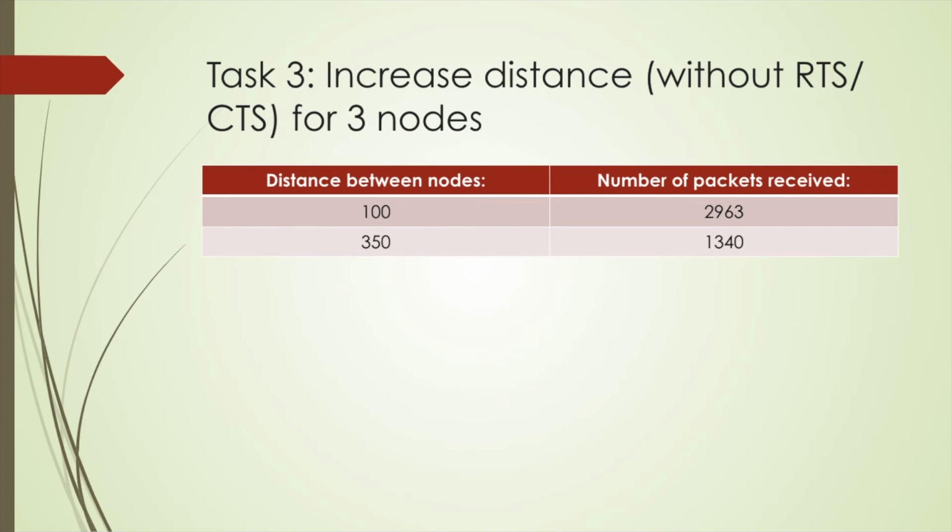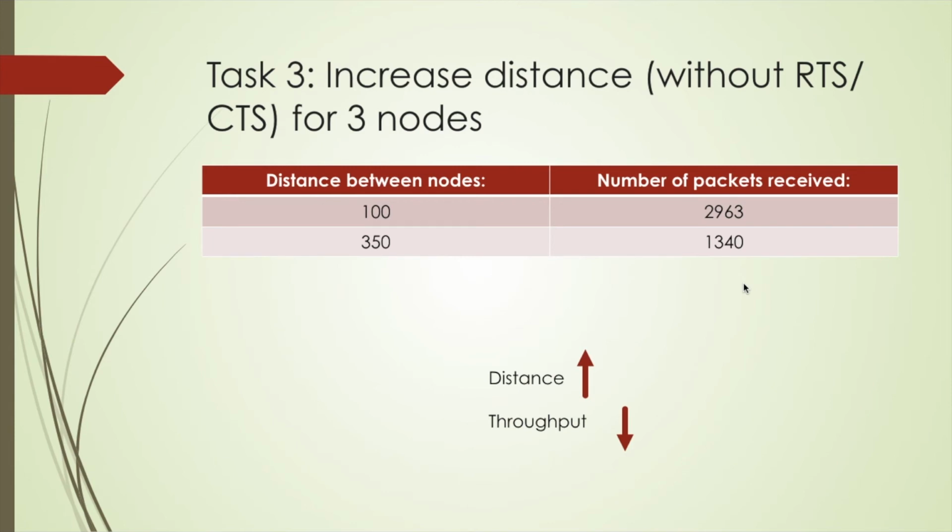So the third task was to increase the distance between the 3 nodes. And as you can remember, the first distance we set was around 100, and now we're increasing it to 350. Now we observe that the throughput, or the total number of packets, is going way down when we're increasing the distance between them. Now, why is that? Is it because of propagation delay, that one packet is taking more time to reach the node? Well, actually, no. It has very little to do with propagation delay.